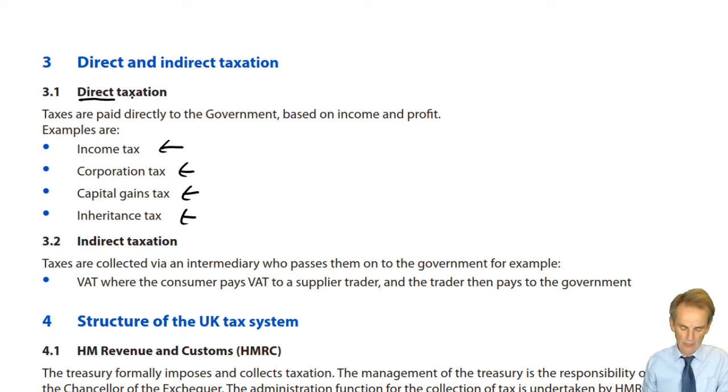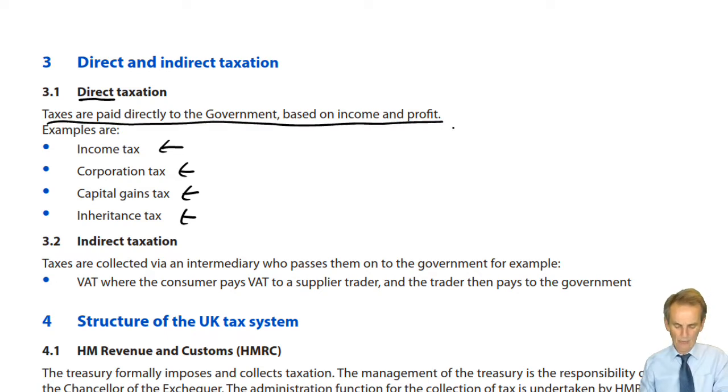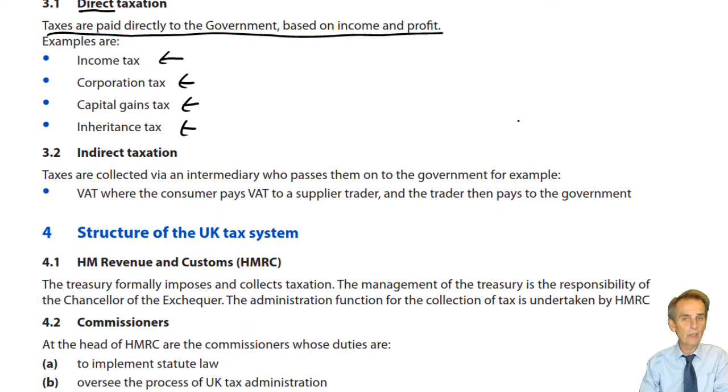Why the word direct? Taxes are paid directly to the government based on the income and profit of the individual, or the company as the case may be. The taxpayer pays taxes directly to the government. There will be an assessment of an individual, there'll be an assessment of the company. Neither the individual or the company has to settle and pay that tax liability by the various due dates. But what happens with VAT is somewhat different.